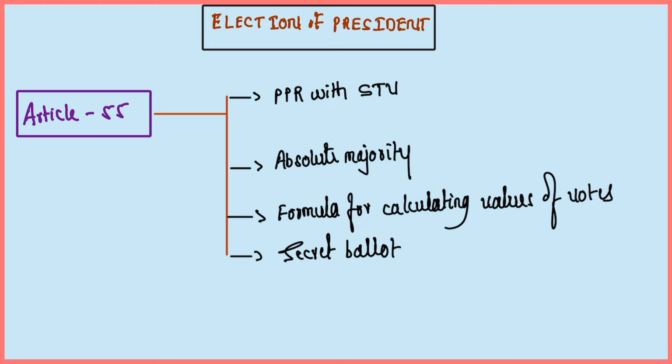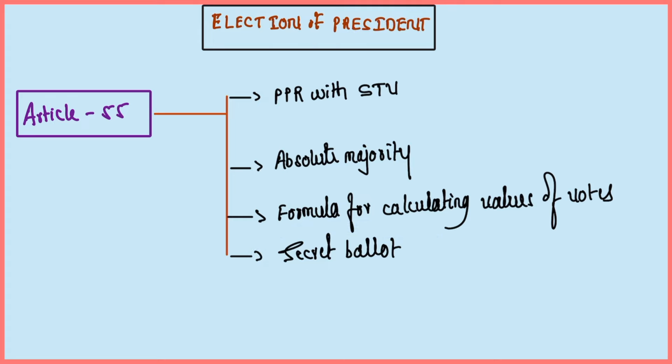Next, Article 55 also gives the formula that must be used for calculating the values of votes of MLAs and MPs. How that is calculated, what the formula is, we will see. Lastly, Article 55 says that the election of the president must be held in accordance with secret ballot.